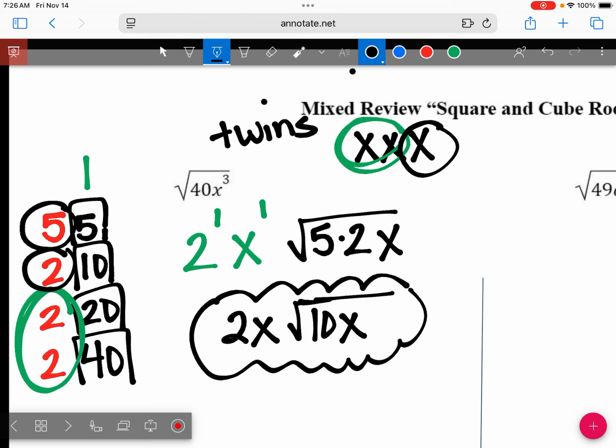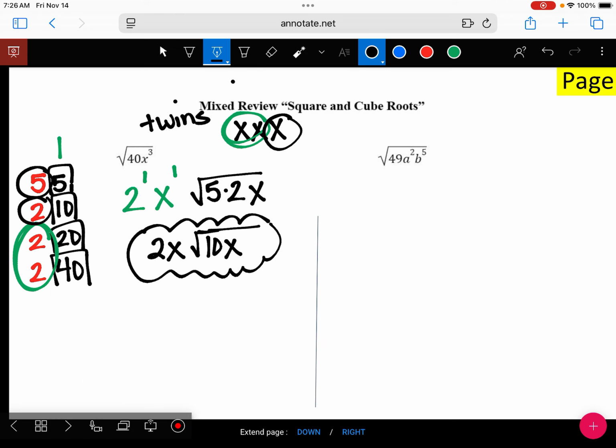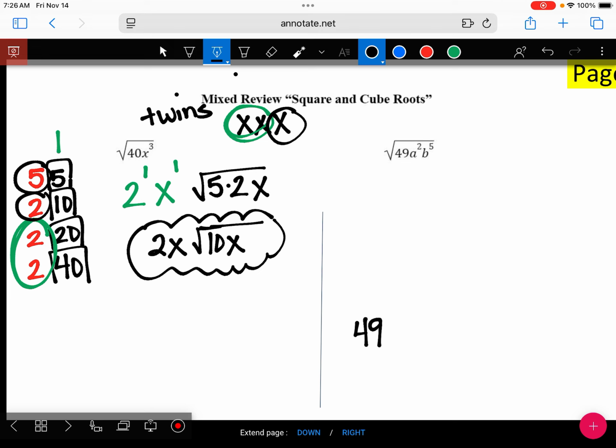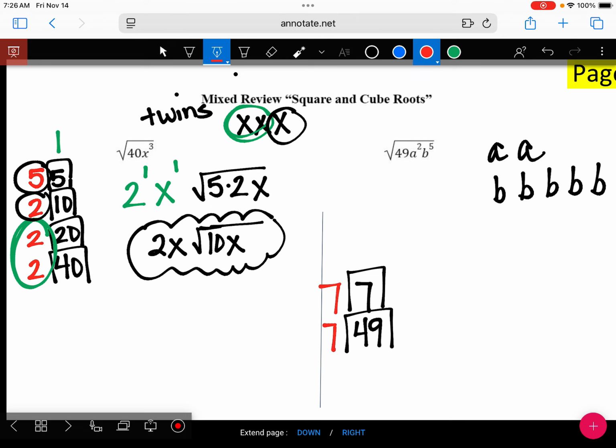All right, go ahead and do the next one. Build your cake with the 49. So with 49, we have to go to 7. 7 is the first number that can go into 49. So I have 1 set of twins that can come out.